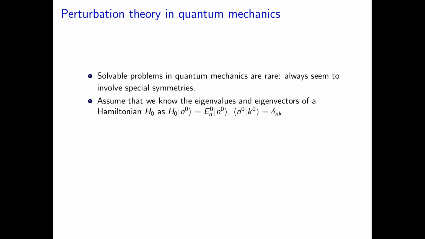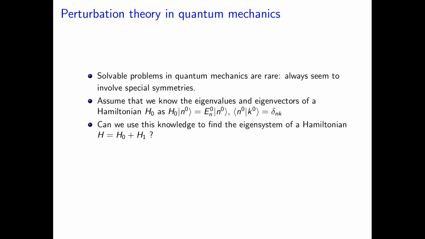So let us assume that we know there is a solvable problem for which we know very exactly in a nice functional analytical form the eigenvalues and eigenvectors of the Hamiltonian H naught. The eigenvectors are given by |n⁰⟩ and the eigenvalues are given by E_n⁰, and the eigenvectors satisfy the orthonormality condition. Now, can we use this knowledge of H naught to solve a problem which has a part H 1 for which we do not know the solution?